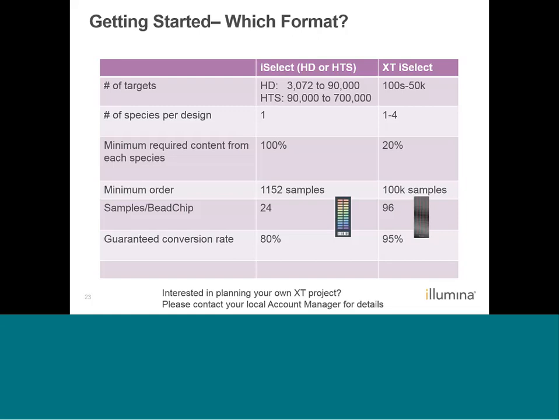I also want to point out the conversion rate. When you are designing a custom assay and you finalize it and submit it, of the number of targets that you've submitted, we guarantee that 80% of those targets will be included in your final content. That is, they'll be accessible on the bead chip and they'll be included in the manifest. For the HD or HTS, that number is 80% guaranteed conversion. And for XT, that conversion rate is 95. And I bring this up because we're going to talk about this a little bit later.